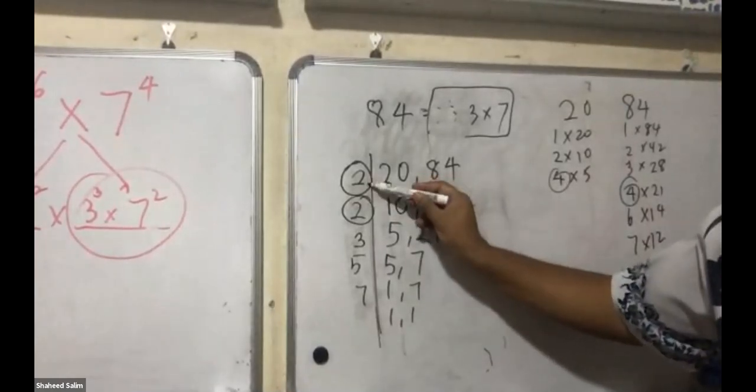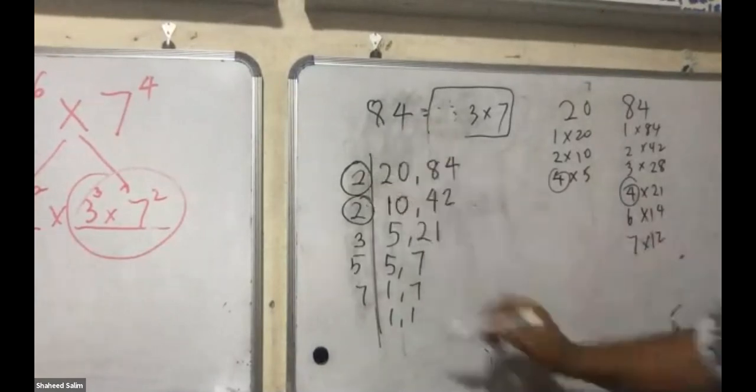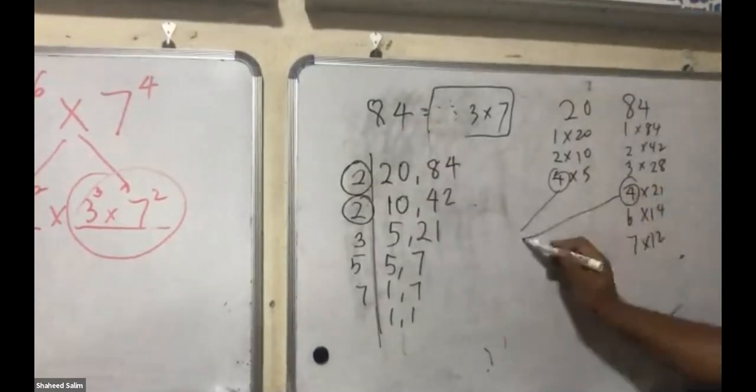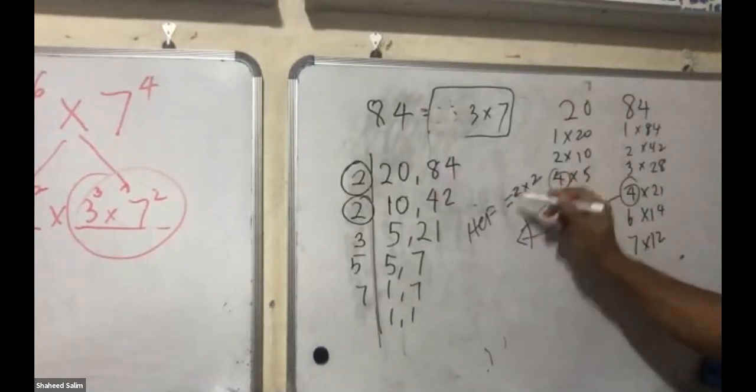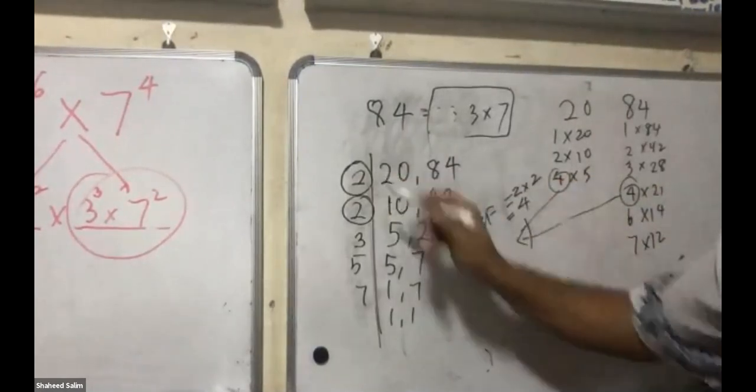Take the numbers and multiply itself. 2 times 2, answer is 4. Highest common factor is 4. Can you see? I take the circle numbers, I times itself.